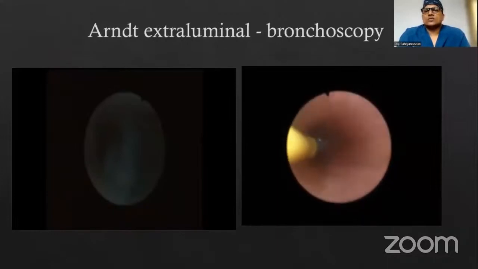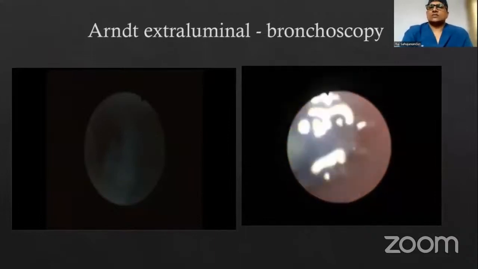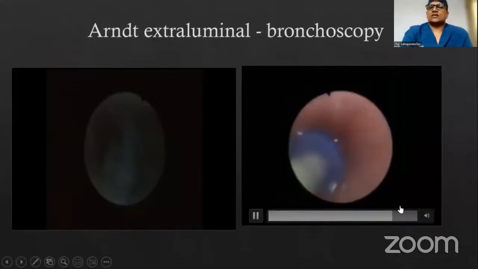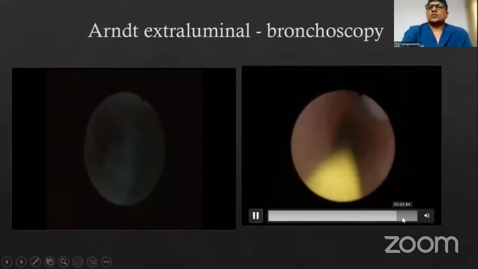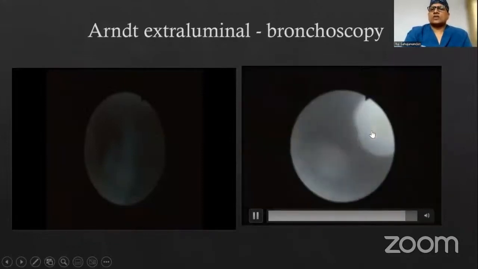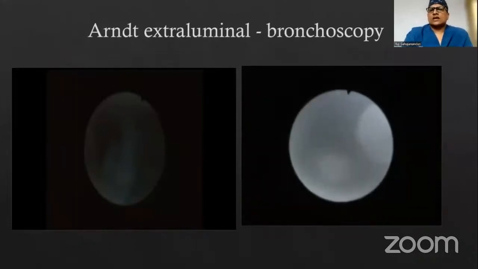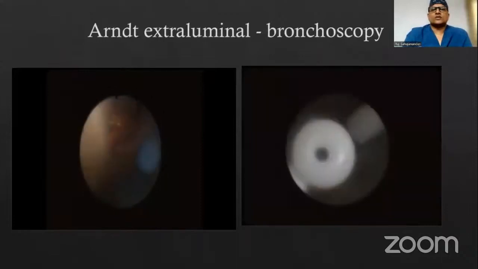The other thing is it may be worthwhile giving a bit of glycopyrrolate because if you have secretions, you will struggle with getting good images. Okay, you can see that there are a lot of secretions. So unlike an adult, you can see that the right upper lobe takeoff can be very close. So you will have difficulty in keeping the bronchial blocker in position.